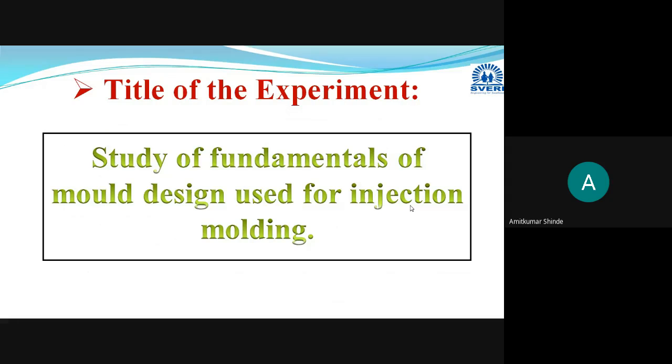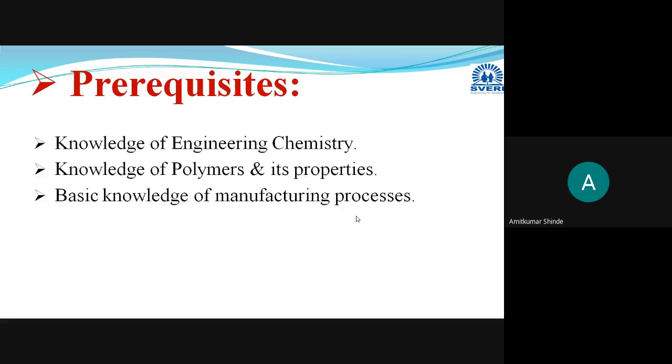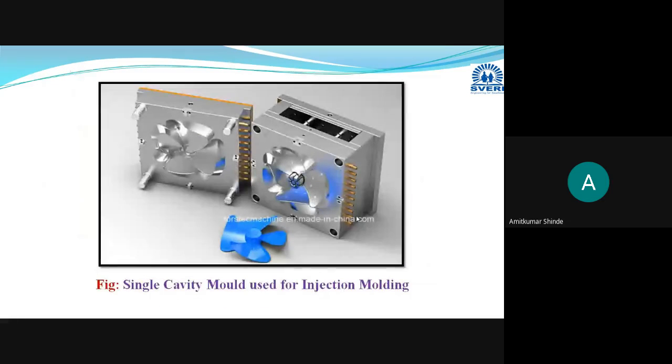After that, we discussed in brief the runner system and its types. And after that, we discussed the different gating systems and their designs. In this way, these are the fundamental requirements in mold design used for the injection molding process. If you have any query, you can put it in the chat box. Otherwise, I will conclude this session here only.